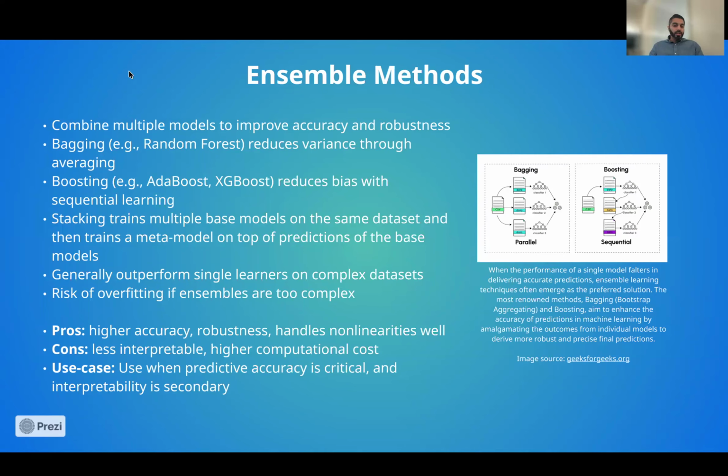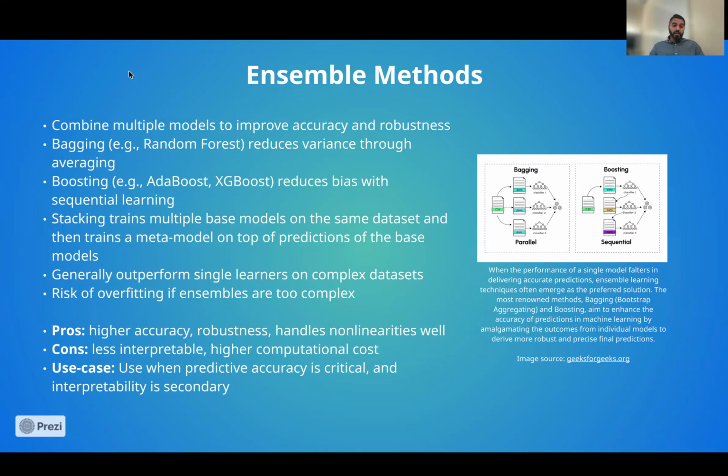Now, there is a challenge here, though, right? If you were to use multiple models, you're going to start modeling the noise in the input data too, which will lead to overfitting, especially if the models that you're training as part of the ensemble are too complex. So that's one important piece of information to consider. But in terms of a quick summary of the pros and cons, obviously, like I said, the biggest selling point here is higher accuracy, robustness, and non-linearities are also handled well.